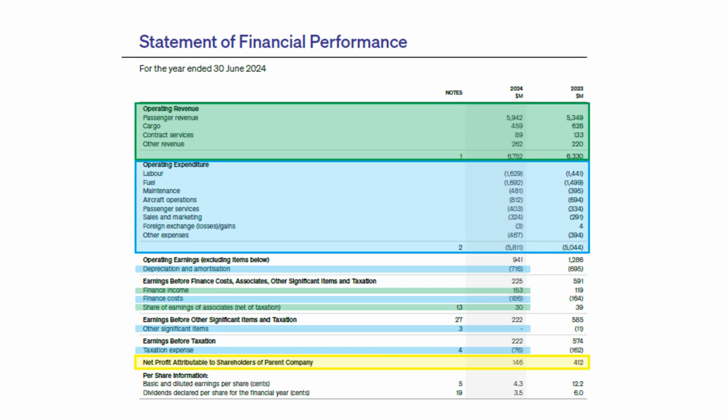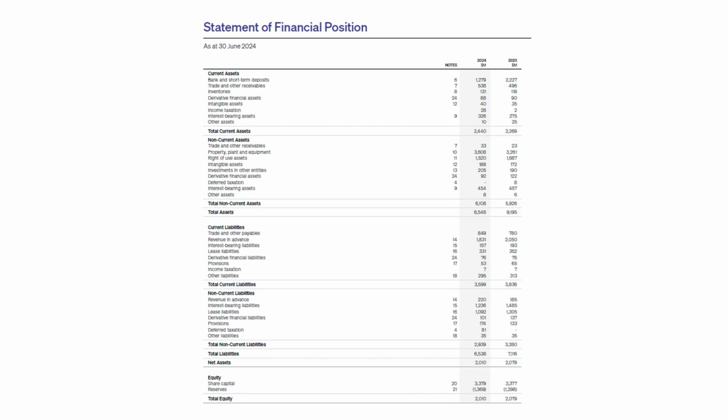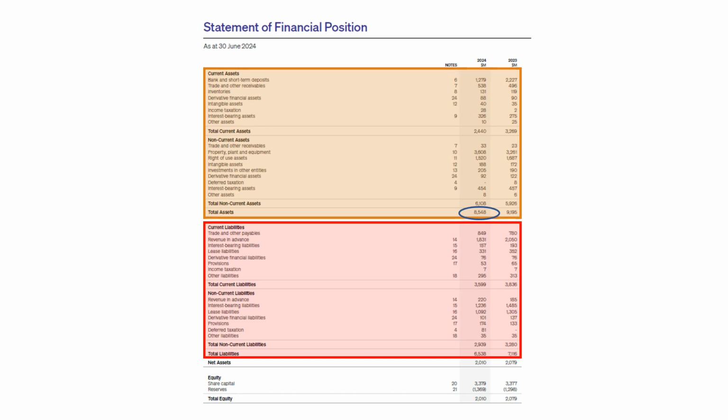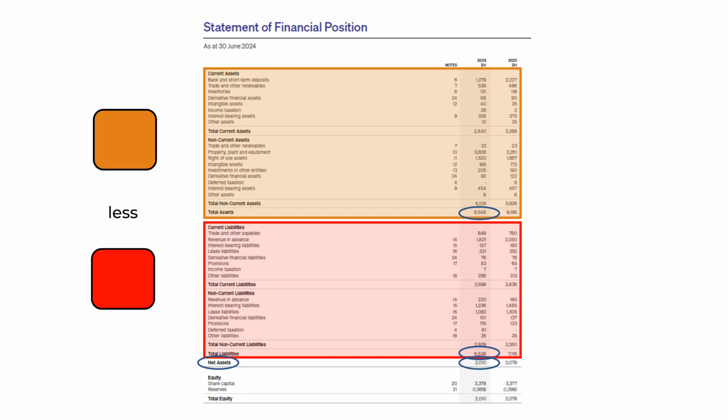Now we go to the statement of financial position, which is the balance sheet. We can identify the assets, which are in orange, and they total $8.5 billion. And then we've got all of the liabilities. They're in red, and they total $6.5 billion, which leaves us our net assets of $2 billion. As a reminder, orange minus red is yellow, so our assets minus our liabilities is net assets. Net assets are yellow.